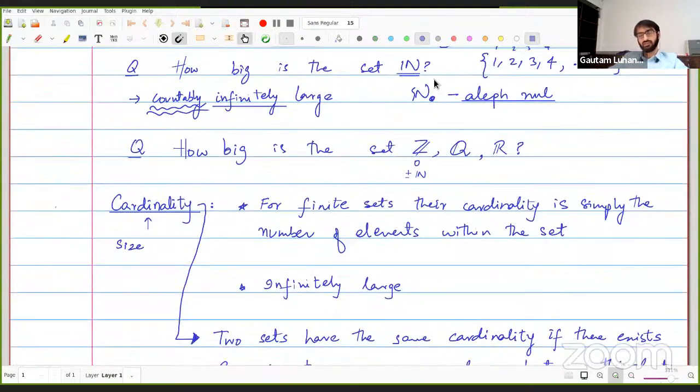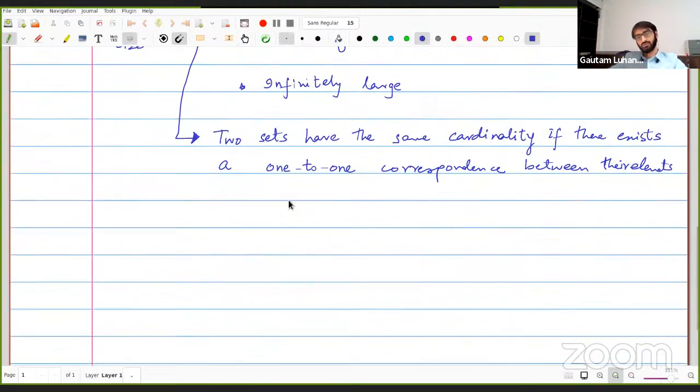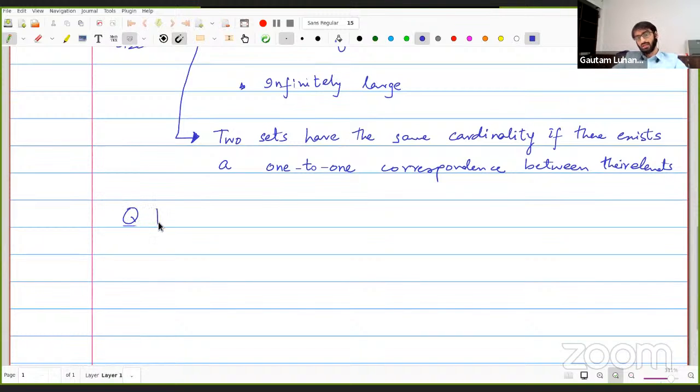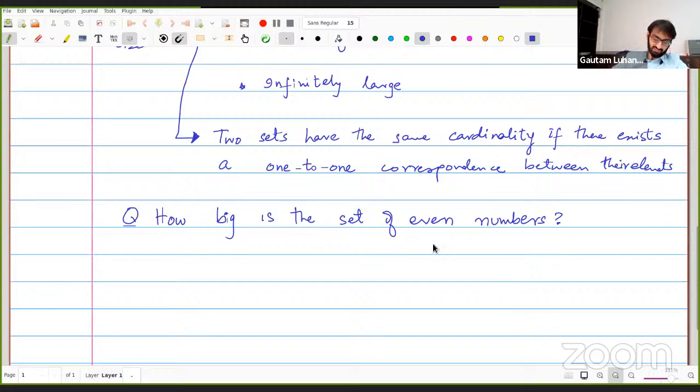And now, if I ask the very simple question of how big is the set of even numbers, how can we use this idea of cardinality to answer that question?